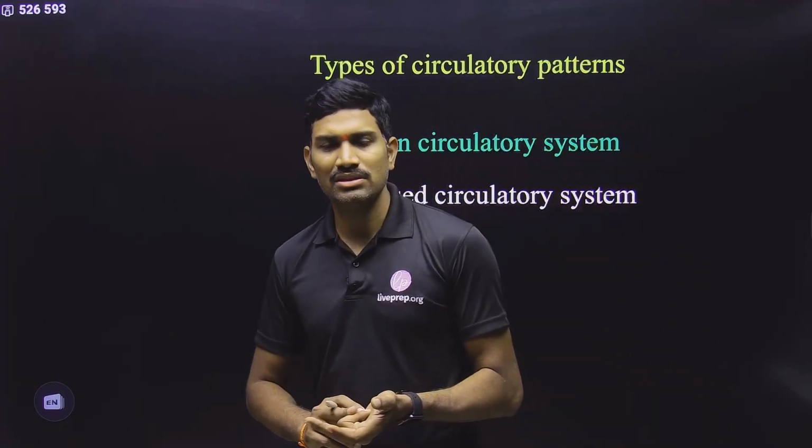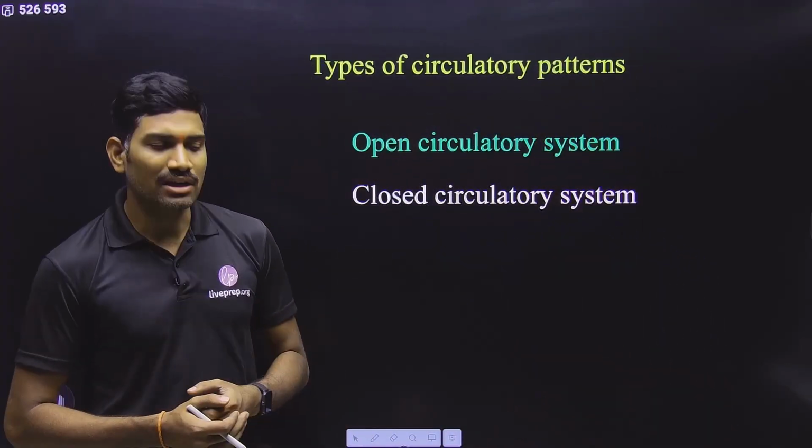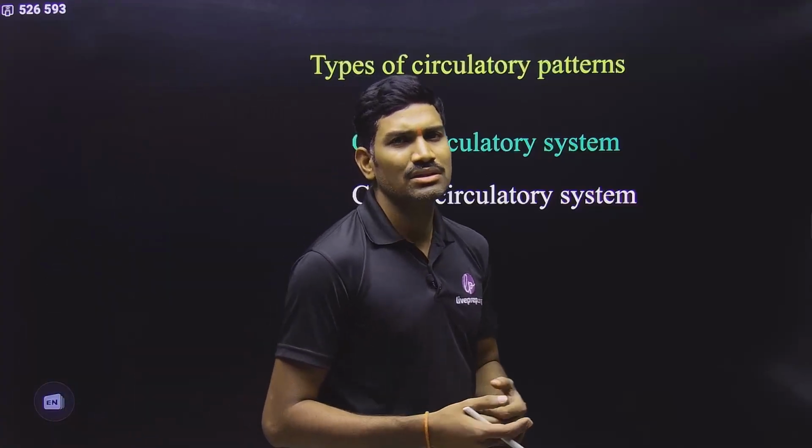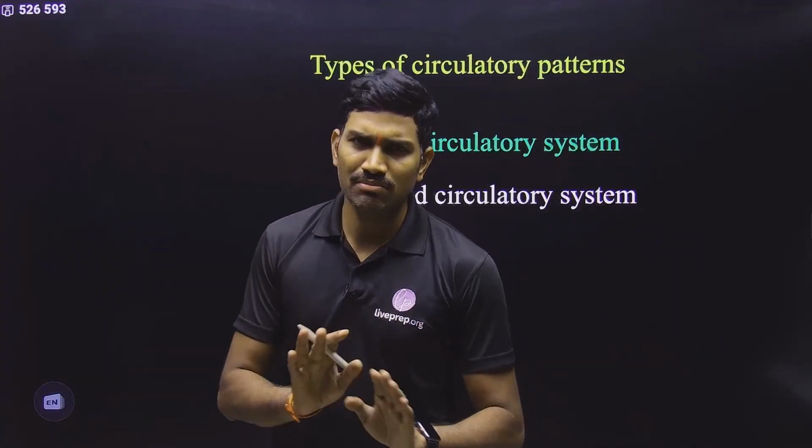First we will see about these things, and then we will also study the hearts. What are the different types of hearts? Vertebrate hearts: 2-chambered, 3-chambered, 4-chambered. Likewise, we are studying these hearts. That's it. Very simple concept.